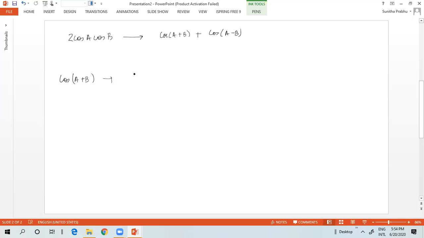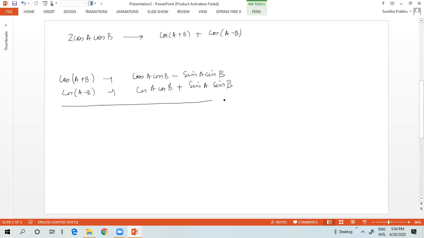Cos A plus B is cos A cos B minus sin A sin B. And cos A minus B is cos A cos B plus sin A sin B. So when you add them together, cos of A plus B plus cos A minus B, the sin terms will get cancelled, giving 2 cos A cos B. So we should simply write cos A plus B plus cos A minus B.